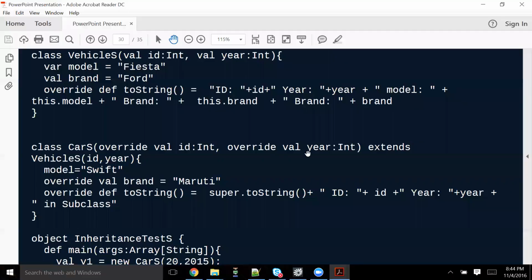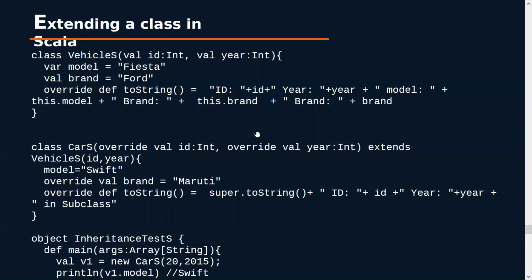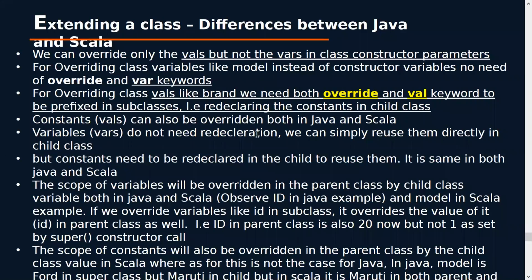So this is the only Scala part of inheritance I talked about. Just to summarize: we can override only vals, but not vars, in class constructor parameters, as we have seen. And if there are any vars in your parent class, you can directly override them or extend them without any override or var keyword. But for vals, that is mandatory.